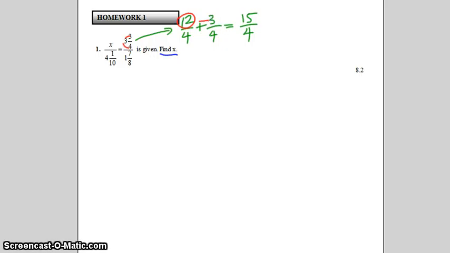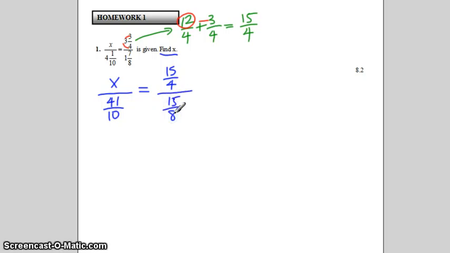When we simplify the fraction, we'll have x over, and multiply 10 by 4, you get 40, plus 1 gives us 41 over 10. And that's going to be equal to, we've already simplified the numerator, that was 15 over 4. And the denominator, well, 8 times 1 is 8, plus 7 gives us 15 over 8.